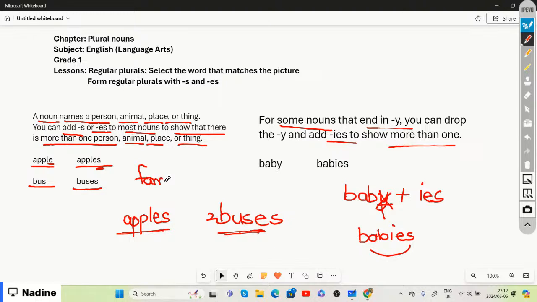It's the same with family. As you can see, family ends in a Y, right? Remember we said that we drop the Y, we add IES, and if we put those words together, then it is families. So it shows plural nouns. It shows that there is more than one, or that there are two or more of those things. Two or more people, two or more animals, two or more places, as well as two or more things.